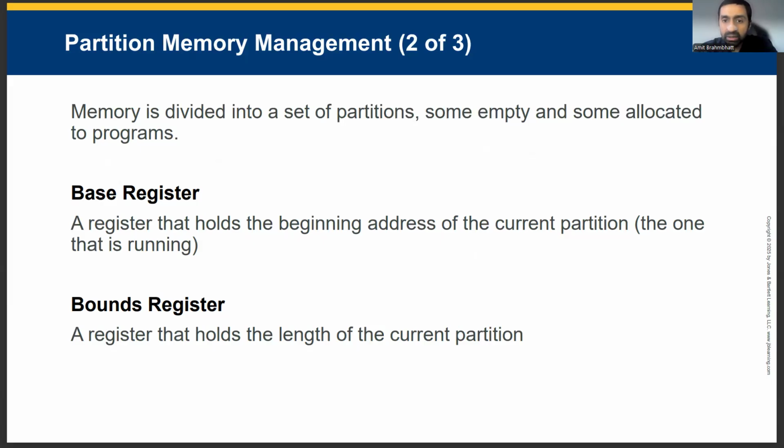When a program accesses memory, the OS checks whether the logical address falls within the partition's limits. If it does not, the access is blocked to prevent memory violations. This safeguard ensures programs cannot interfere with each other, which is a critical feature of multitasking.